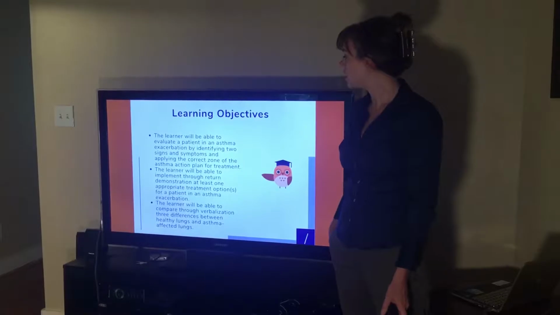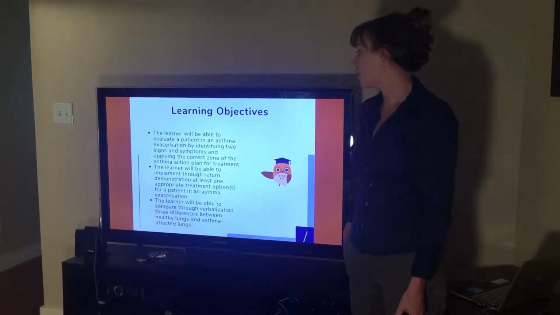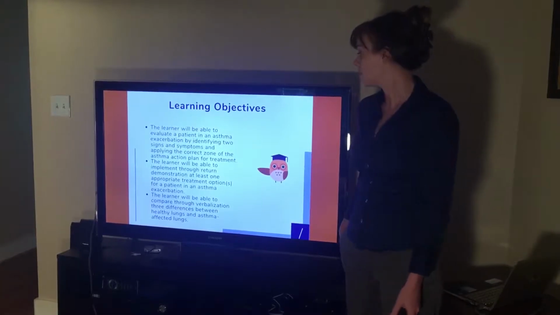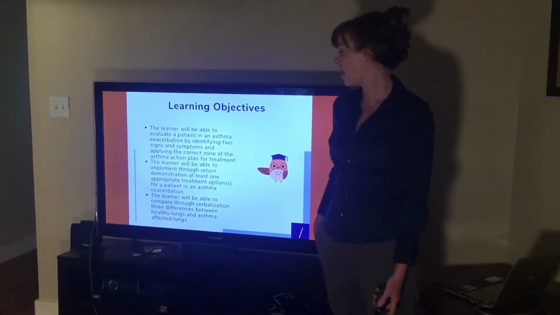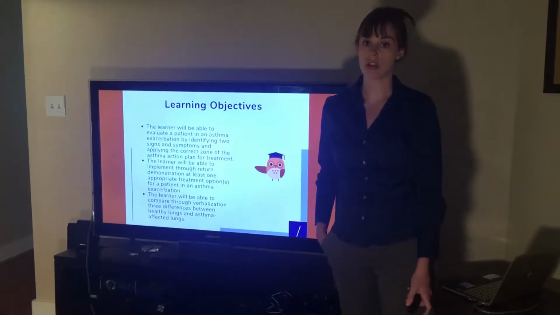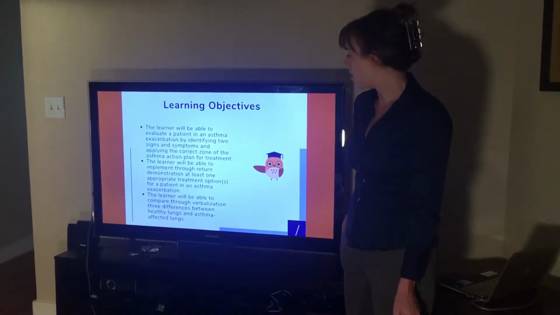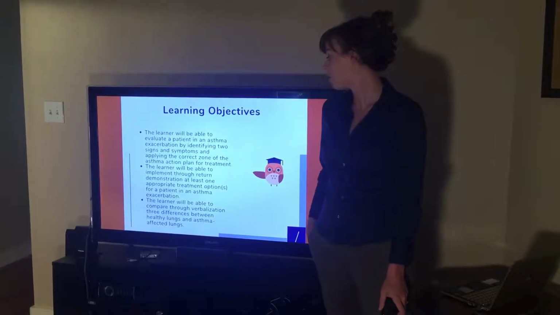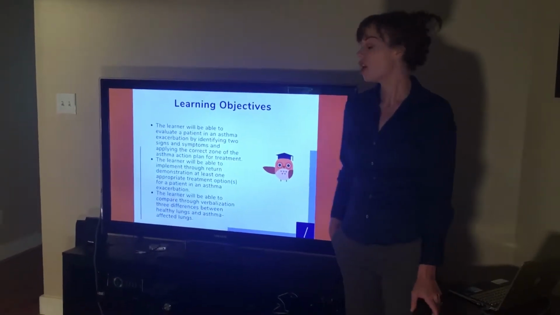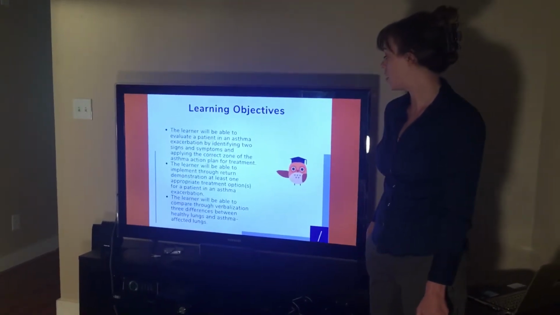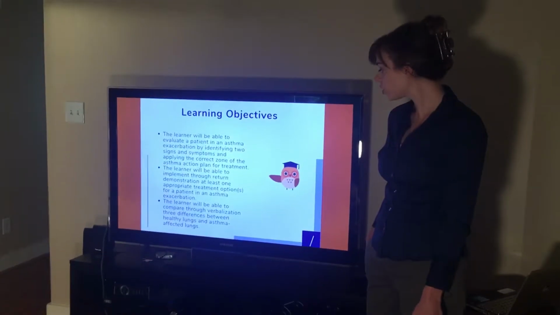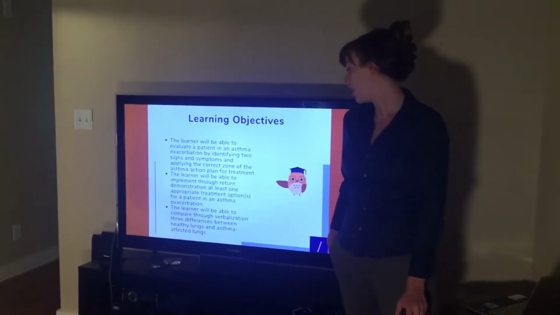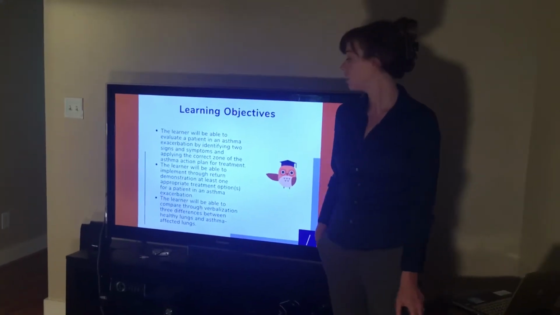So the learning objectives: the learner will be able to evaluate a patient in an asthma exacerbation by identifying 2 signs and symptoms and applying the correct zone of the asthma action plan for treatment, like the yellow, green, or red zone. And then the learner will be able to implement through return demonstration at least one appropriate treatment option or options for a patient in an asthma exacerbation. And finally, the learner will be able to compare through verbalization 3 differences between healthy lungs and asthma-affected lungs.